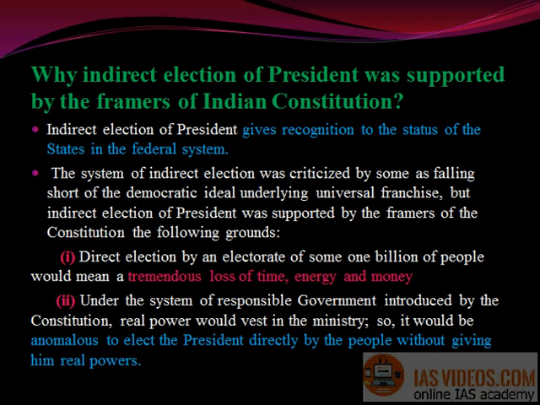Direct election by an electorate of some 1 billion people would mean a tremendous loss of time, energy and money. Under the system of responsible government introduced by the Constitution, real power would vest in the ministry. So, it would be anomalous to elect the President directly by the people without giving him real powers.